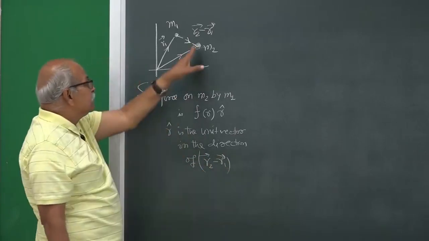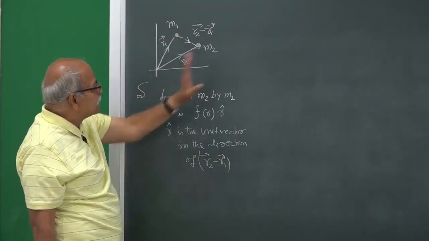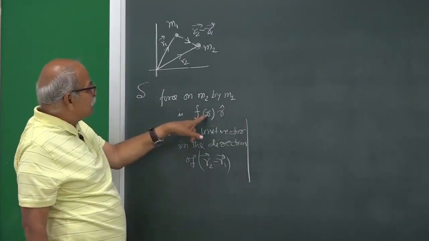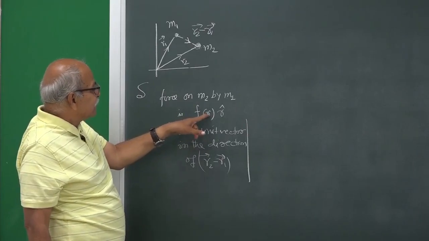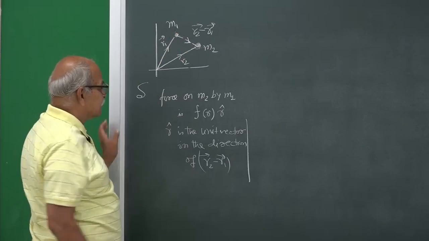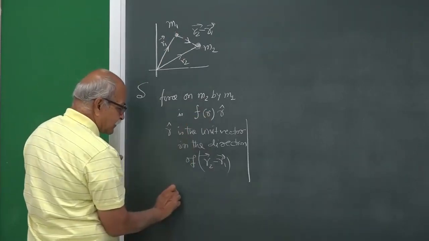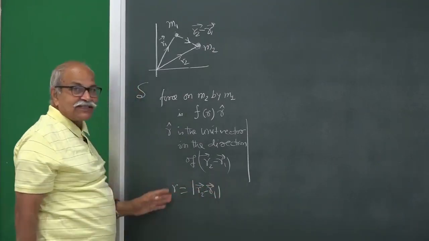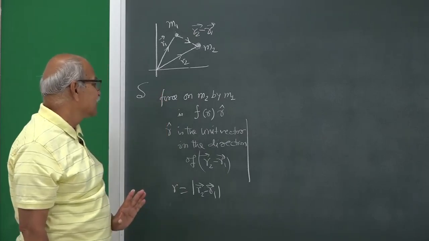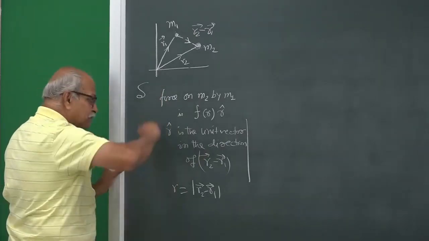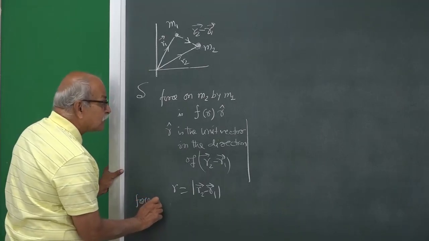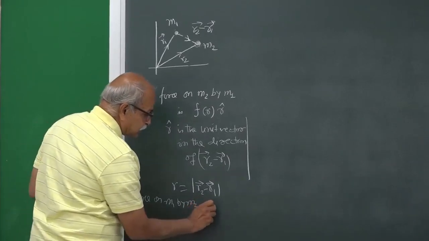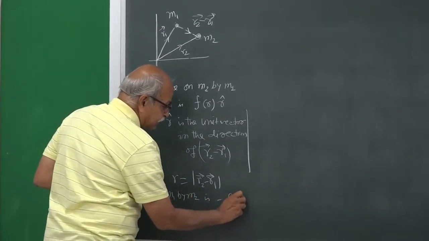If it is attractive, it is opposite. If it is repulsive, it is like this. Okay. So, this is that r cap vector, and the magnitude of the force is dependent only on this r. This r is the separation between these two particles. So, this r here is the magnitude of r2 minus r1 vector. So, this is the situation, and the opposite force on m1 by m2, by Newton's third law, is minus F of r times r cap.